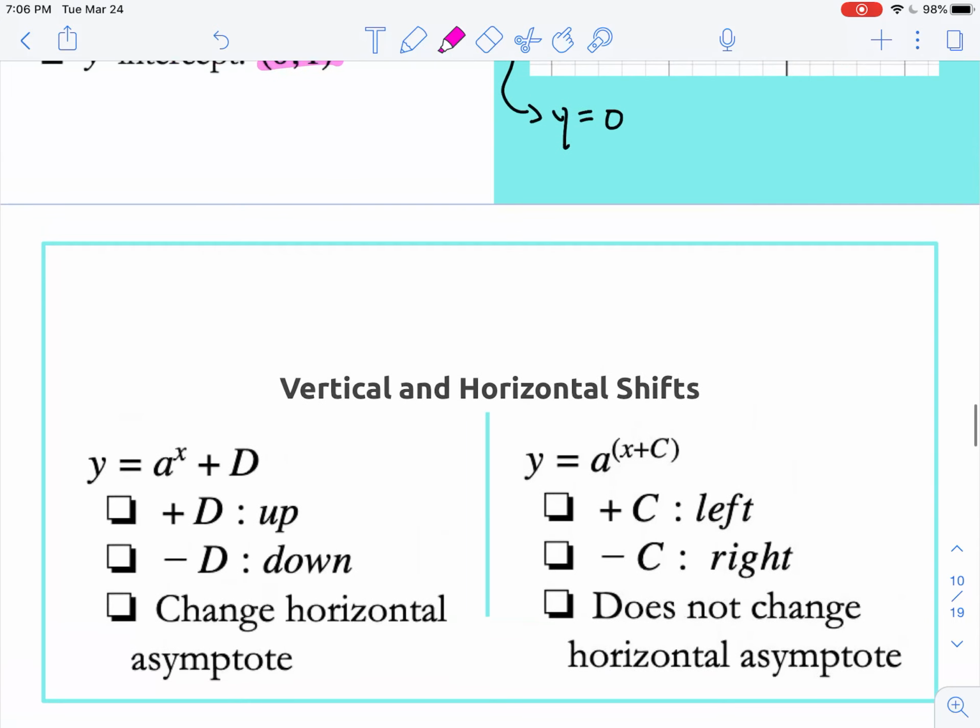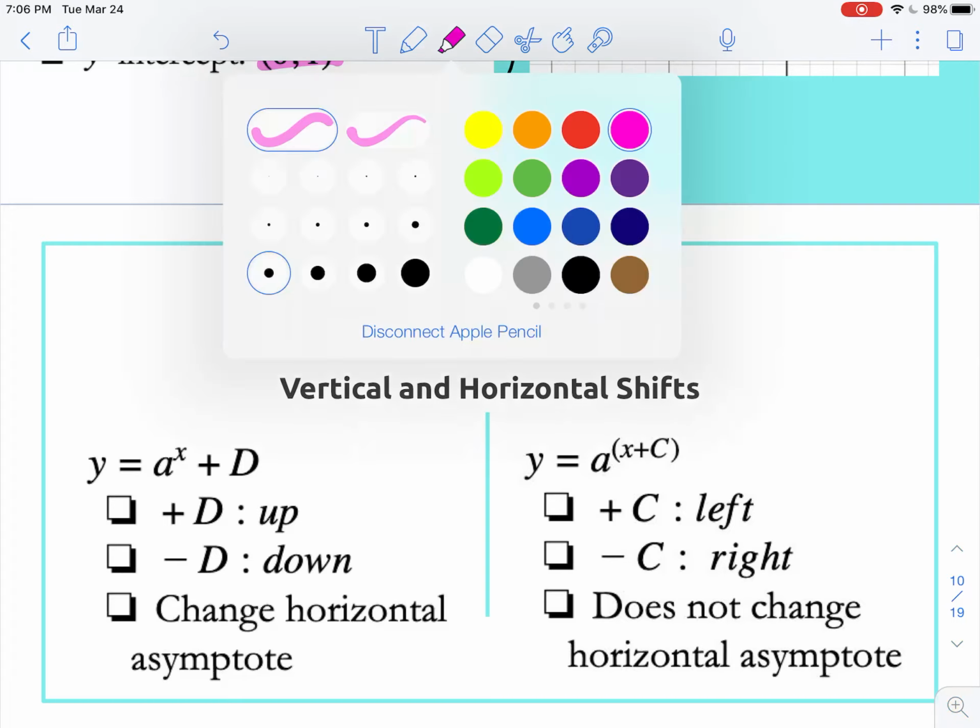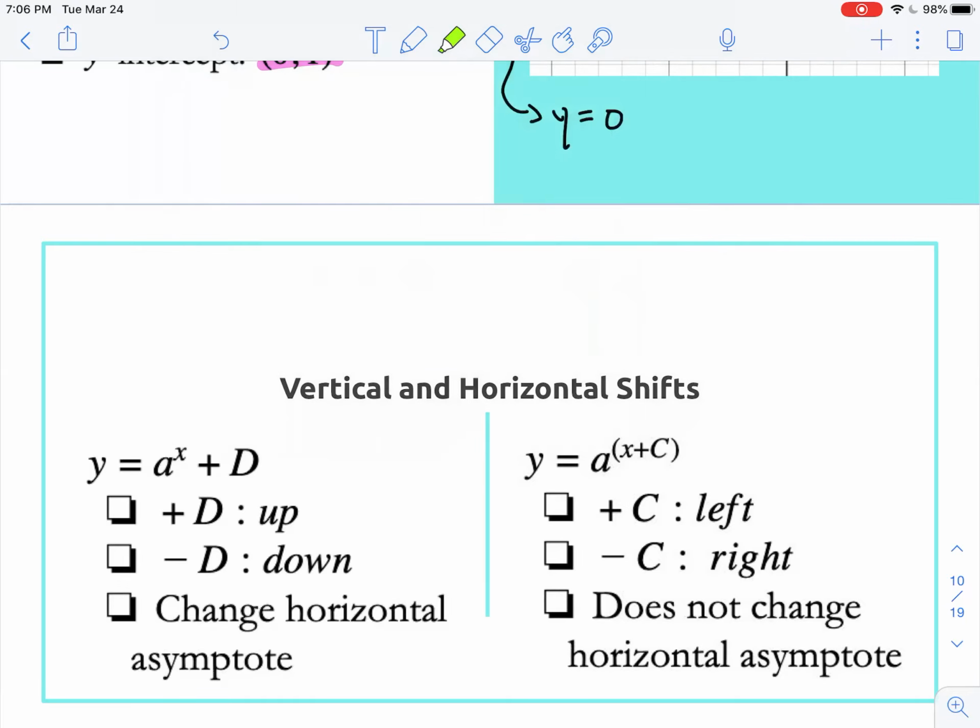All right, so here are two main transformations that happen. One is a horizontal shift and one is a vertical shift. A vertical shift is going to correspond to having a to the x plus some number at the end. If it's a plus d, you're going to be moving your function up, whereas if it's a minus d, you're going to be moving the function down. And as you move the function up and down, that is actually going to change the horizontal asymptote.